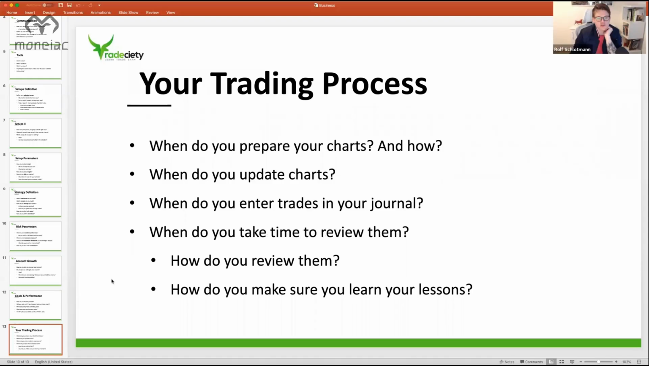Okay, the last one, trading process. This defines what you do and when you do it and how you do it. So when do you prepare your charts? This should be very clear. For me, it is once on the weekend where I do my main analysis, and then during the week I update it. I make another bigger update on Wednesdays, but essentially every day.